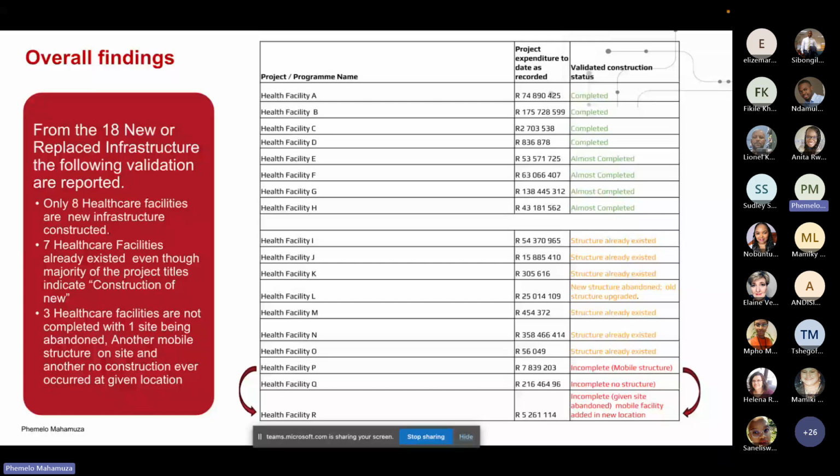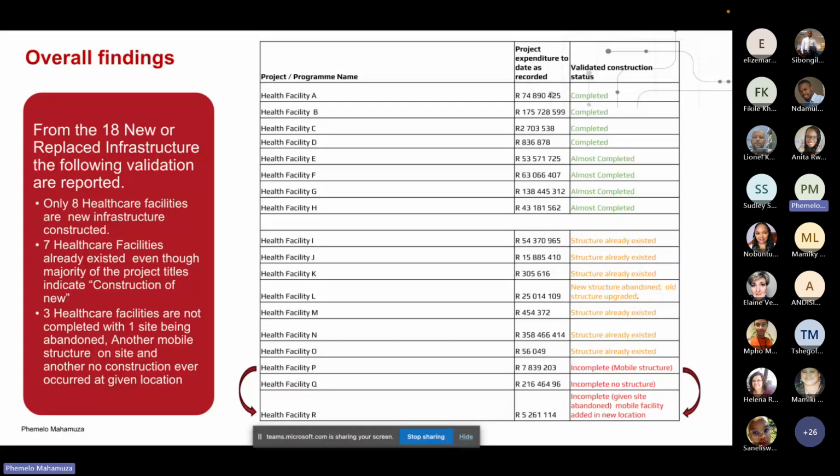that 7 of the healthcare facilities that are said to be new and constructed are already existing structures that were not extended, maybe with another room or another facility. None of those changes happened. So we have a case where money was spent, but the structure remained the same. There's no physical change that we can see.